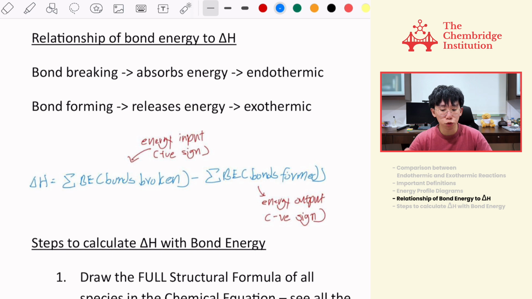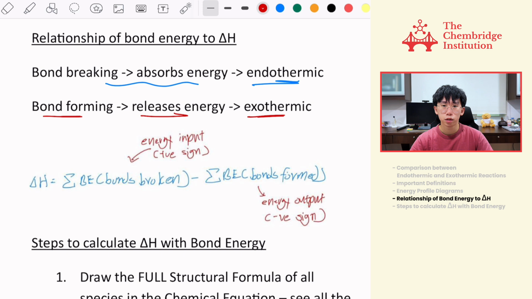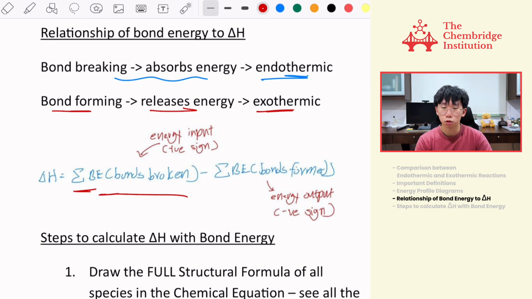So what is the relationship between bond energy and enthalpy change? You must first understand that bond breaking generally absorbs energy. You need to absorb energy to break bonds, and so bond breaking is generally endothermic. Bond forming, versus that, releases energy. It's the opposite of bond breaking, so it will be exothermic. Overall, your enthalpy change is just the sum of all your bond energies for your bonds broken. If you take all the energy of your bonds broken and sum it all up, this will have a positive sign because you're inputting energy into the reaction.